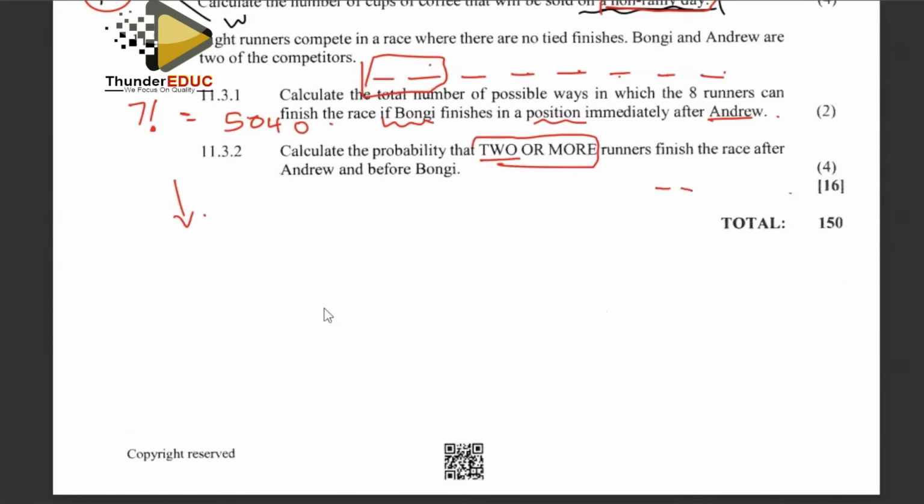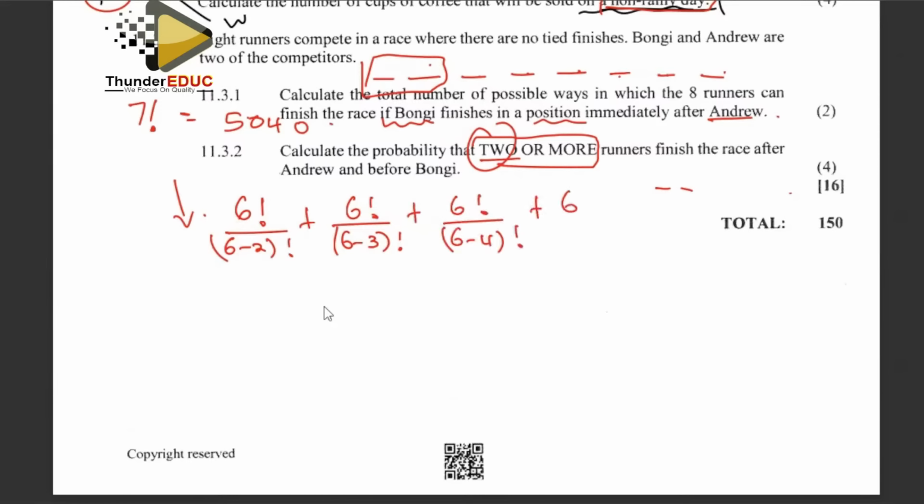So what we're going to do is that in the first scenario, if it's only 2 people there, it's going to be 6 factorial divided by 6 minus 2 factorial, plus 6 factorial over 6 minus 3 factorial if we have 3 people. And then we can have 6 factorial over 6 minus 4 factorial, and then 6 factorial over 6 minus 5 factorial. And then it's possible to have 6 members in between Bongi and Andrew, meaning 6 factorial over 6 minus 6 factorial. So let's see what total we get here, first of all, before we can look at the other thing.